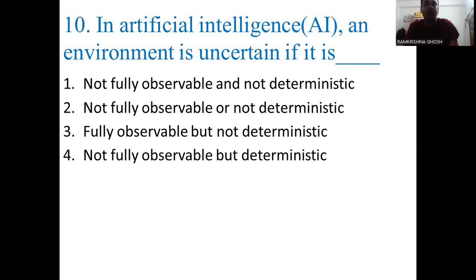Option 2. In artificial intelligence, an environment is uncertain if it is not fully observable or not deterministic. Not fully observable: an agent does not have complete information about the environment. Not deterministic: the same action can lead to different outcomes each time it is performed. So, an environment is uncertain in AI if it is not fully observable or not deterministic. Option 2 is the correct answer.